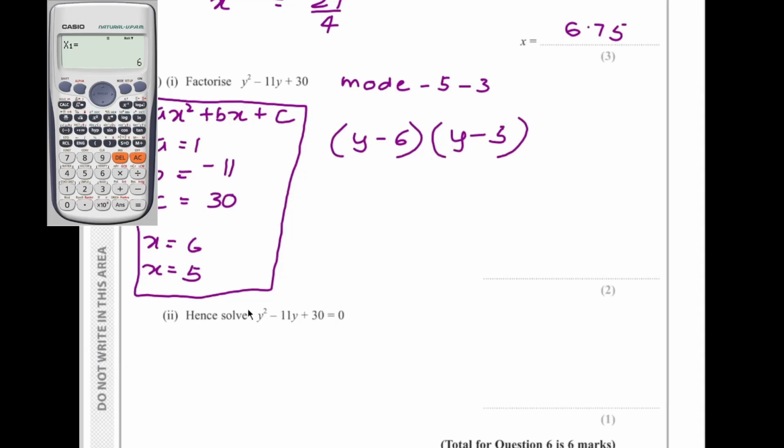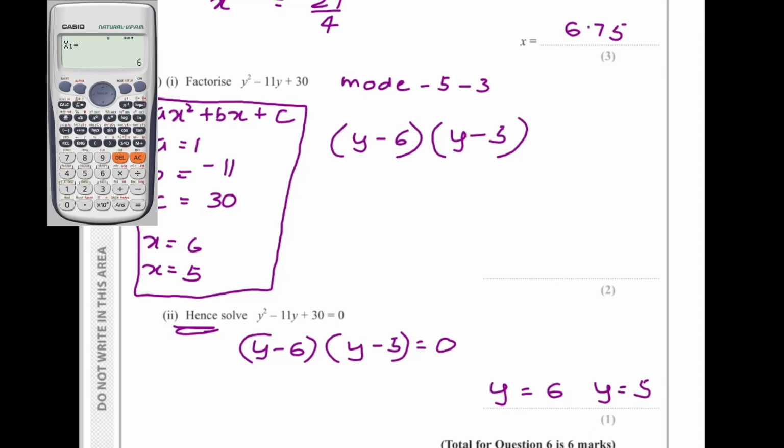After that, you are asked to use these two factors to solve this equation. Can you see, whatever expression you are getting here is converted into the equation here. Then instead of this one, I'm writing the factors. So (y minus 6) times (y minus 5) should equal 0. Then write the calculator answers, y equals 6, y equals 5. You are good to go. You are getting full marks.